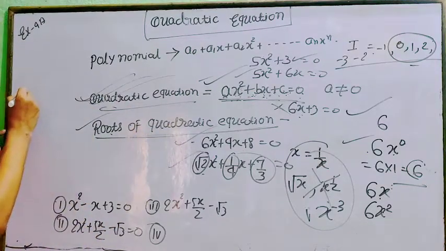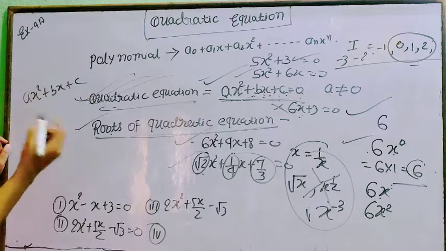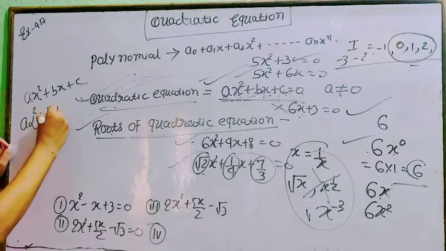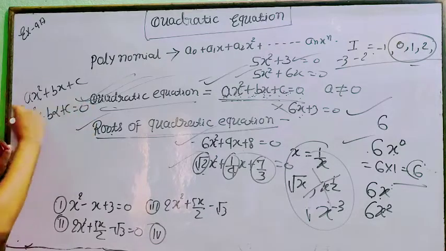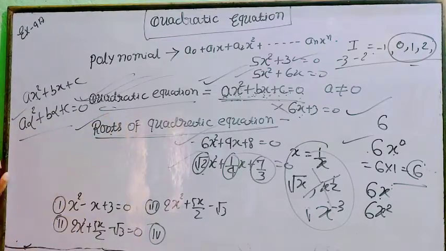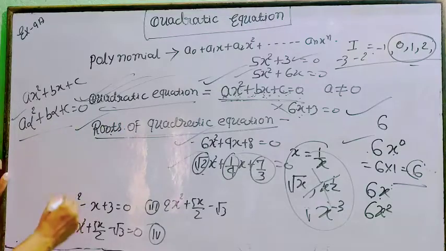So your equation is ax square plus bx plus c, and suppose that x is alpha. Then a alpha square plus b alpha plus c is 0, so alpha is a zero of the quadratic equation. Otherwise, you can say that alpha is a root of the equation.